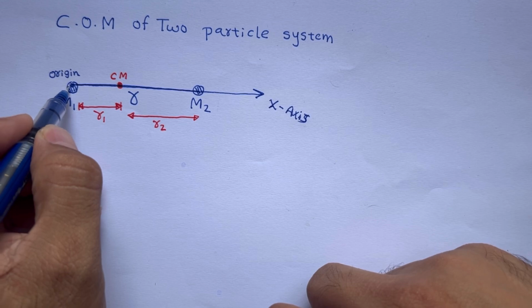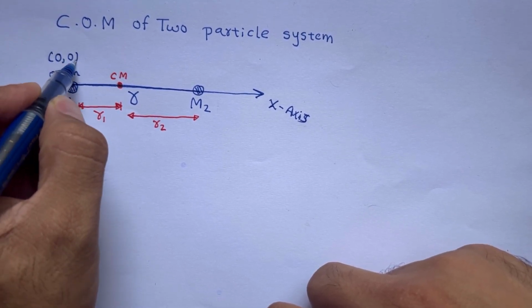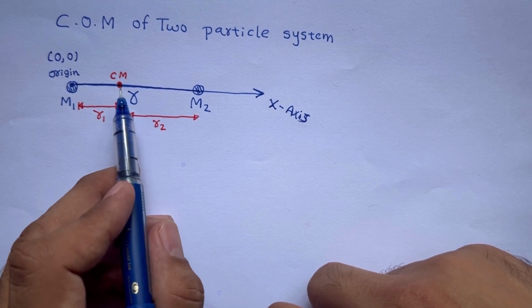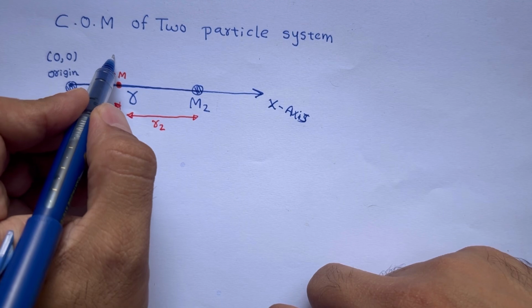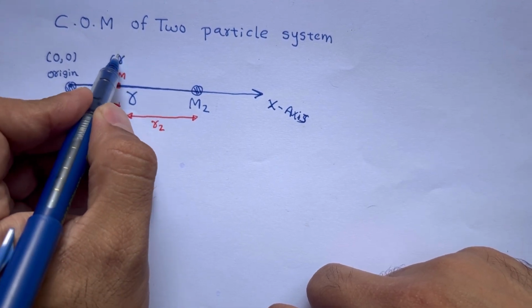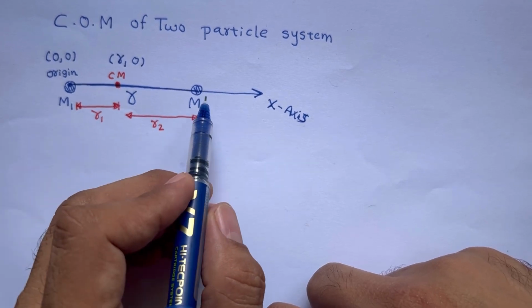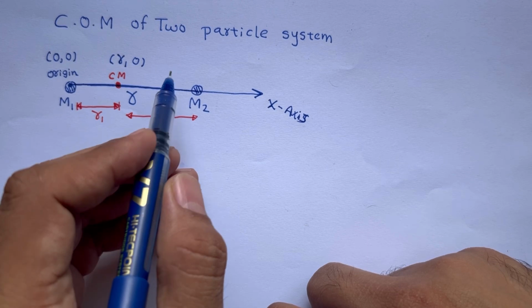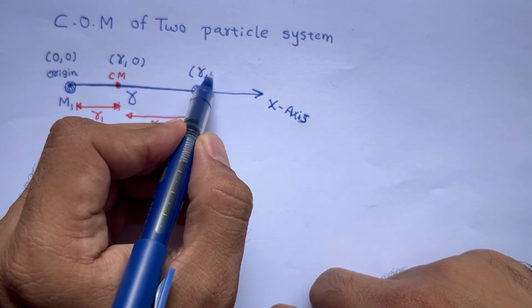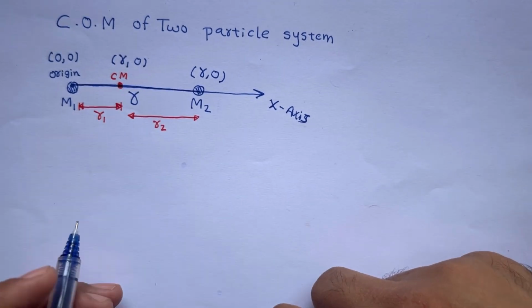Now, since M1 is at origin, the coordinates of M1 would be 0, 0. Now, look at Cm. Cm is at a distance R1 from origin. So, the coordinates of Cm would be R1, 0. These are the coordinates of Cm. Now, where is M2? M2 is present at a distance R from origin. So, the coordinates of M2 will be R, 0. Okay. So, I have written just the coordinates of M1, M2 and Cm.